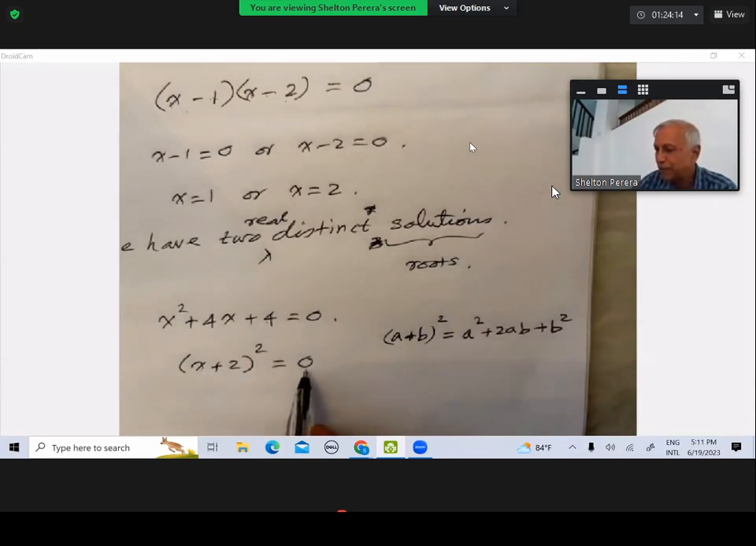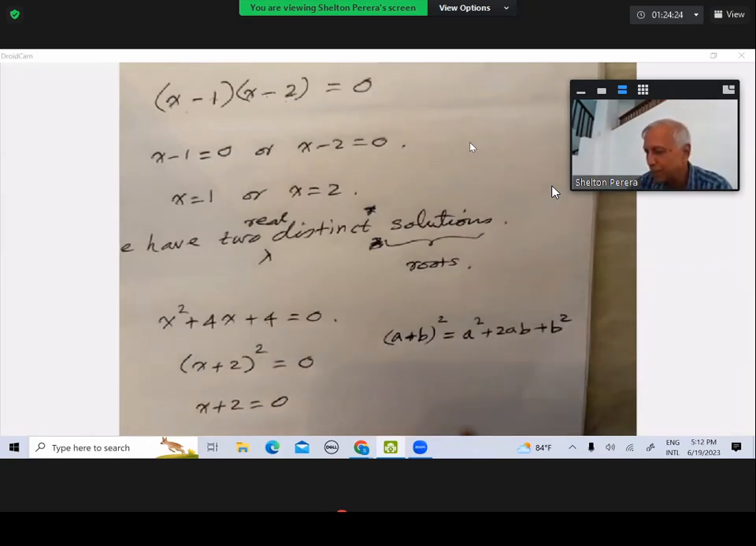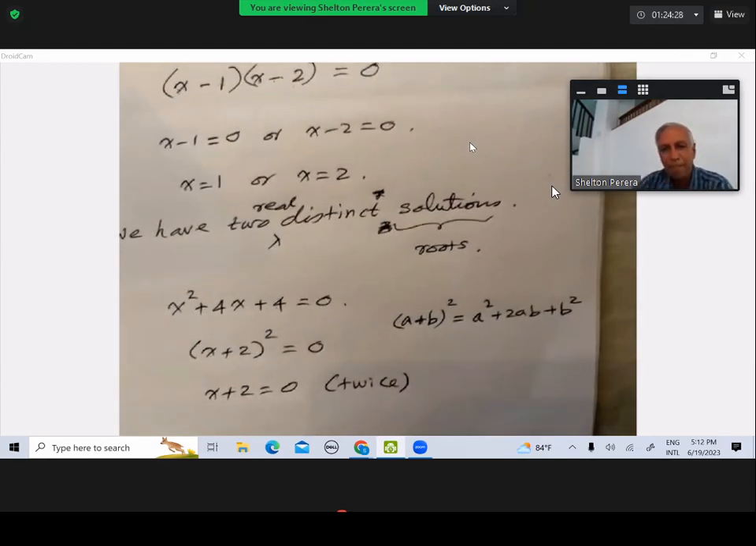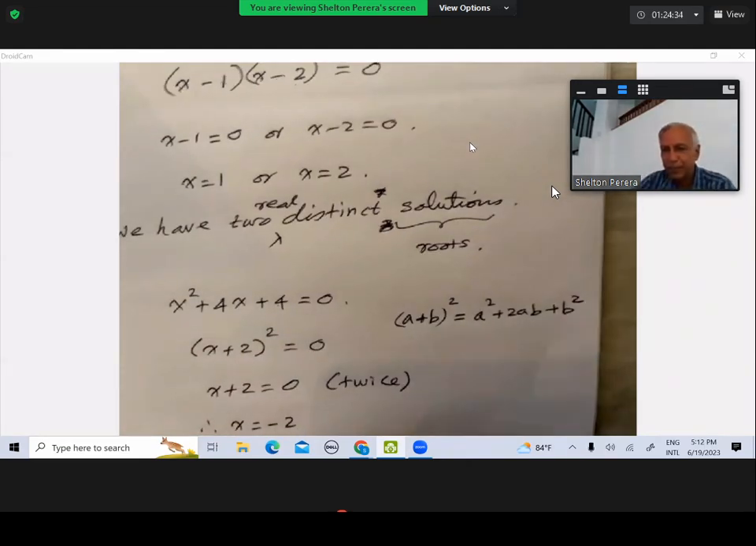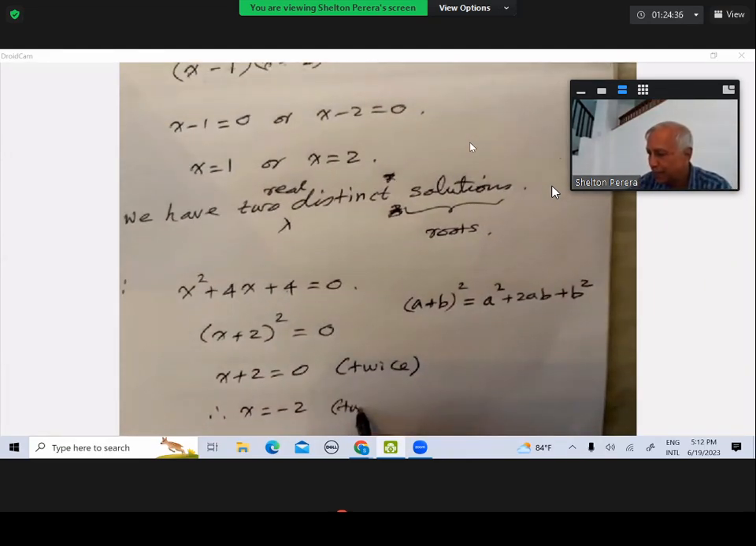Now x plus 2 squared equal to 0. Okay. This is x plus 2 times x plus 2. No? So you get x plus 2 equal to 0 or x plus 2 equal to 0. Therefore, our solution is x is equal to minus 2. How many times? Twice. Coincident roots.